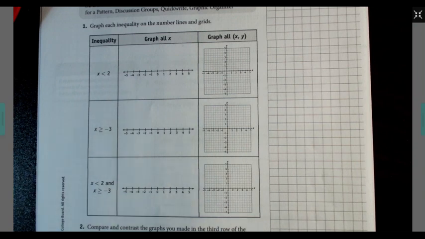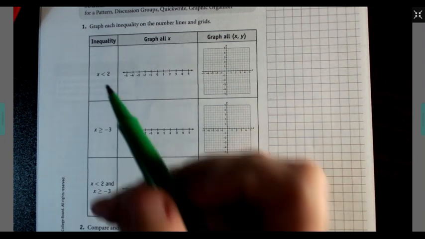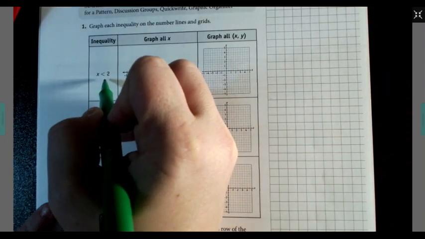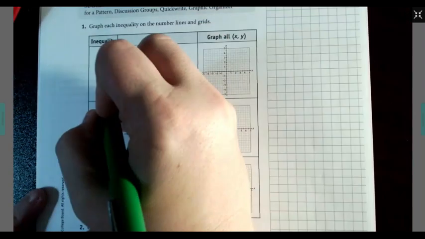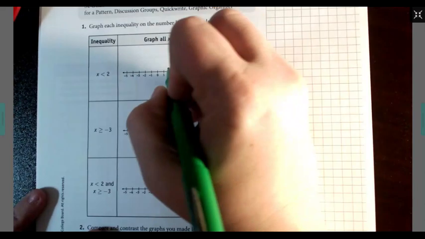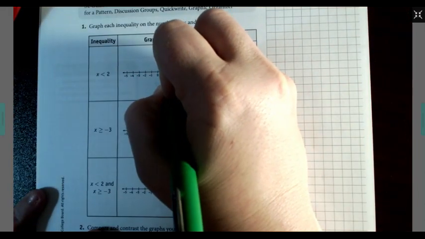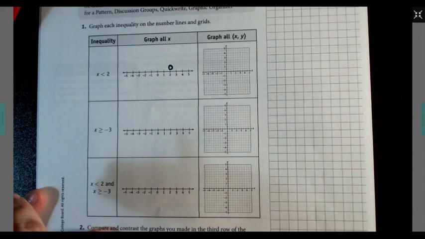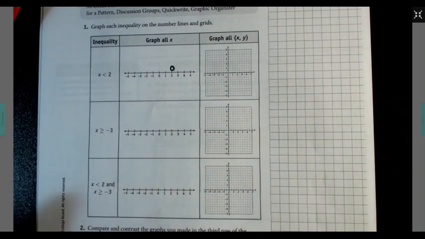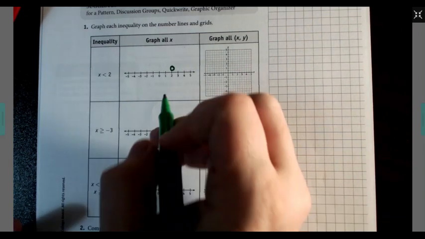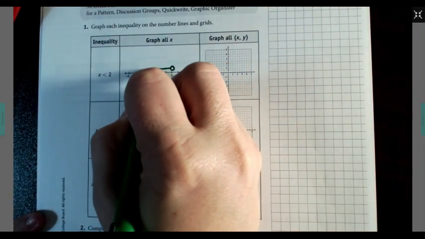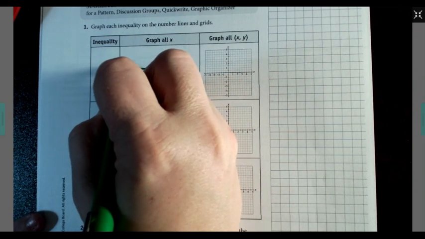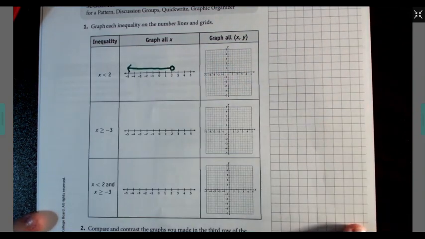Number 1, graph each inequality on the number line and grids. X is less than 2. We're going to have an open circle at 2, and less than would include all the numbers smaller than 2. So that would be 1, 0, -1, and such. So all the numbers that are to the left.